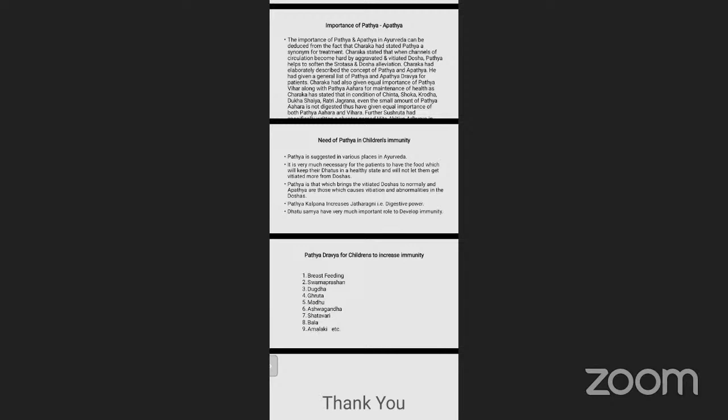Along with that, breastfeeding, Suvarna Prashan, Dugdha, Ghruta, Madhu, Ashwagandha, Shatavari, Bala and Amalaki can be included in the diet. Also, if breast milk is not available, then cow milk or the fortified milk products available nowadays can be used. The Ahar should be shadrasatmak, and Suvarna Prashan can be given.